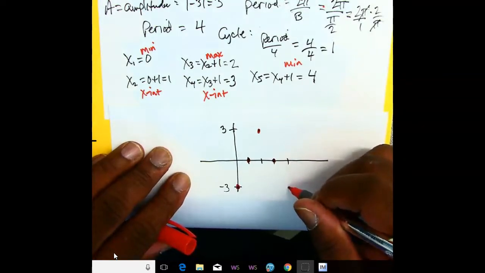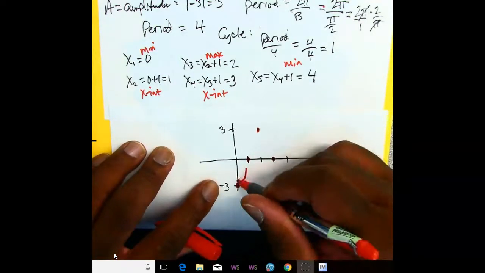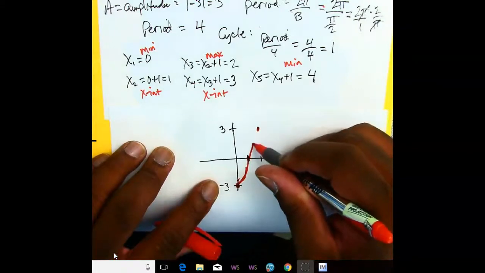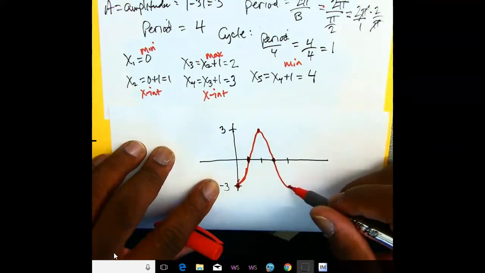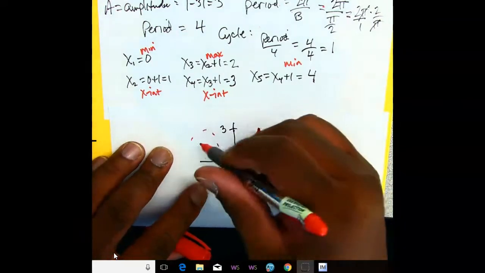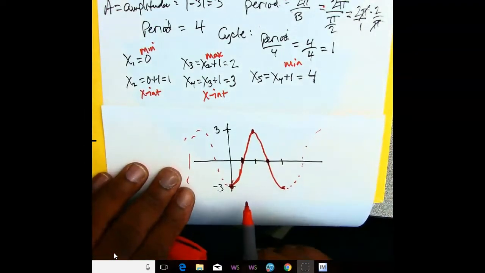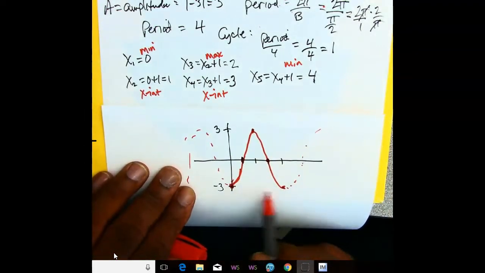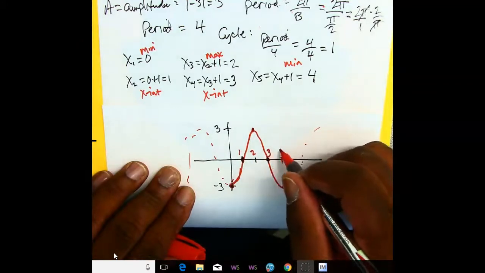You can just toss that. So our graph does this, connect it with a smooth curve, and then of course it's going to continue along that path. But this is our one cycle between x equals 0 and 4. So our period is between 0 and 4. So this is 1, 2, 3, and 4.